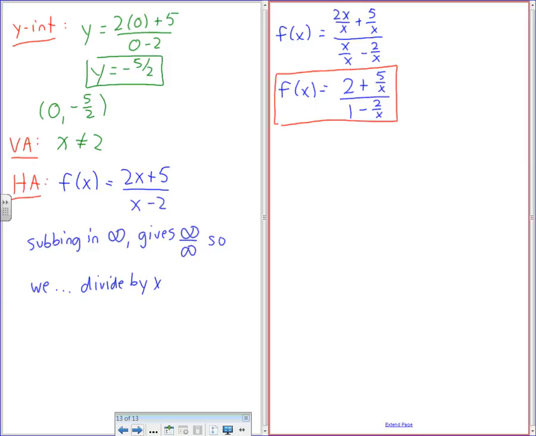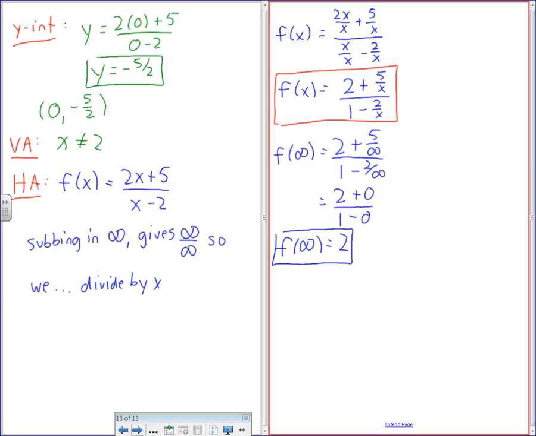Can somebody tell me what f of infinity will be, please? Go ahead. So it's going to be 2 plus 5 over infinity, over 1 minus 2 over infinity. f of infinity is going to be 2. Okay, can someone else tell me f of negative infinity?